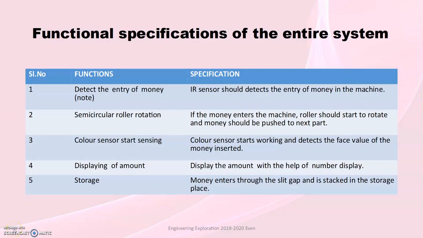Specifying on all the functions, the detection of nodes is done by the IR sensor, and the semi-roller pushes the nodes to the next part of the machine, where the color sensor senses the phase value of the node inserted. Then the number of nodes and the total amount is displayed by the LCD display. The node then enters through the slit and is perfectly stacked in the storage.